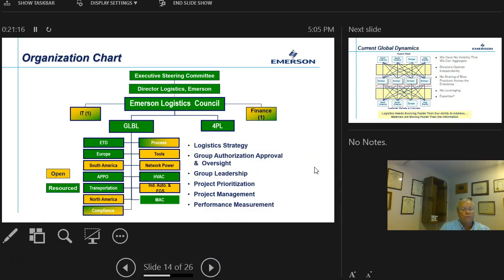Okay, so this is what they did. The GLBL group provided the leadership. They provided the authorization to move forward. They set the strategy. They prioritized the projects, not corporate. These guys prioritized the projects, and they came up with the performance measurements.